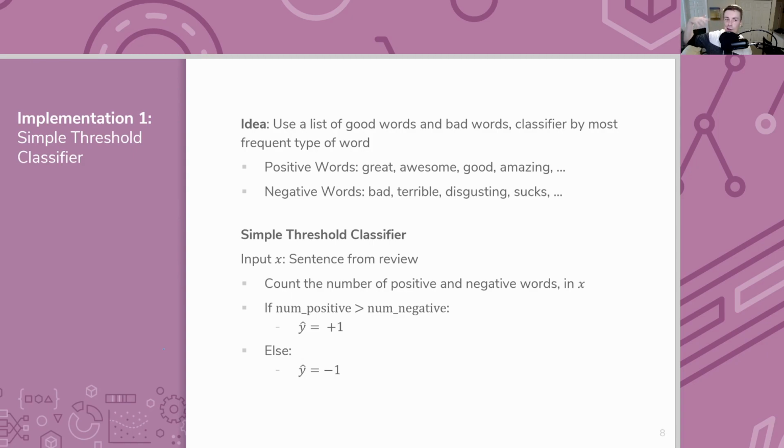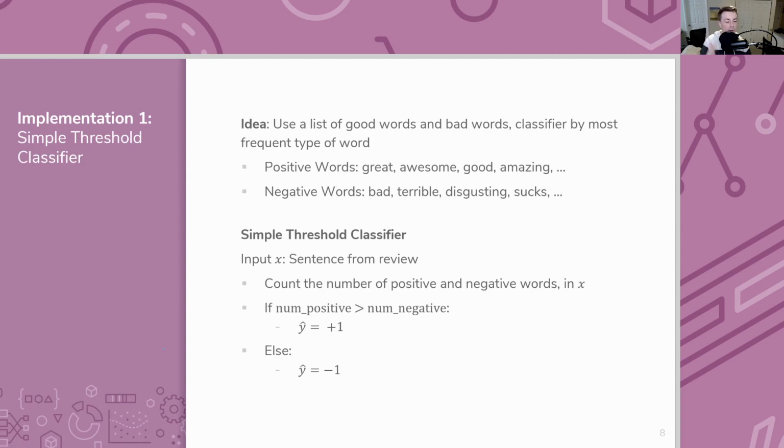So somehow go on the internet and find a list of positive words and a list of negative words. Positive words might be things like great, awesome, good, amazing. Negative words might be bad, terrible, disgusting, sucks, and so many others.